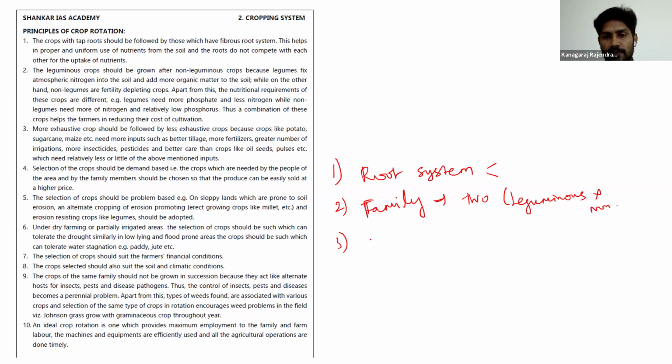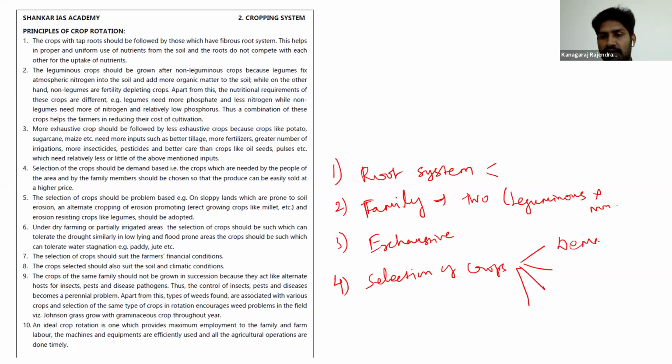And then the third principle, rotation with the more exhaustive and less exhaustive crops. Then regarding the selection of the crops, there are 4 principles under the selection of the crops. So this is a common heading. Under this, there are 4 principles.